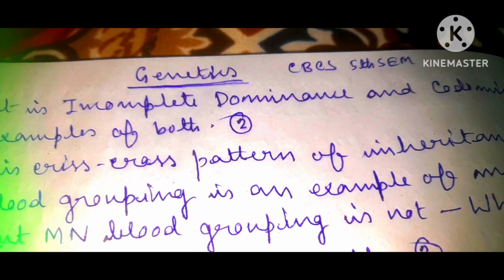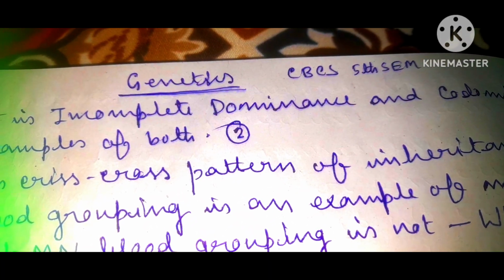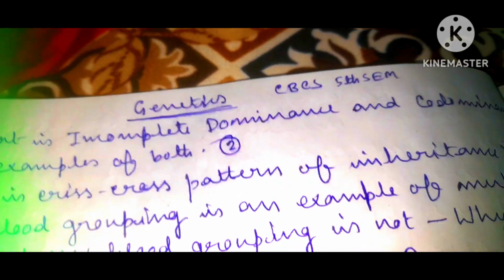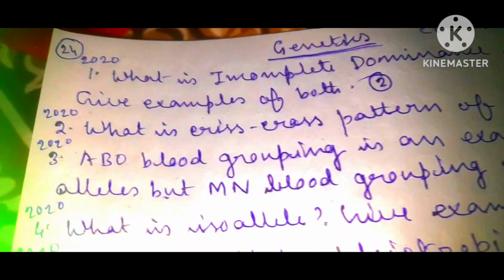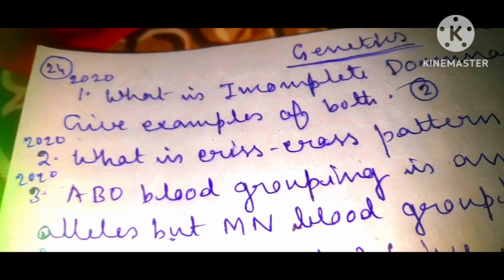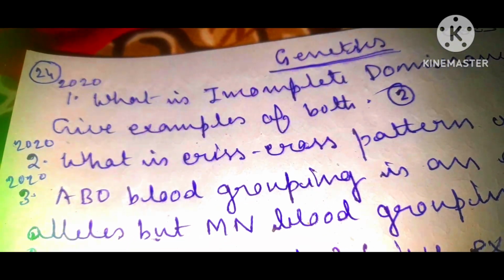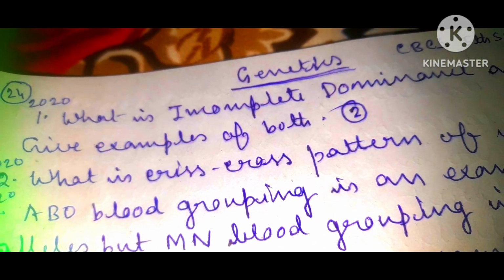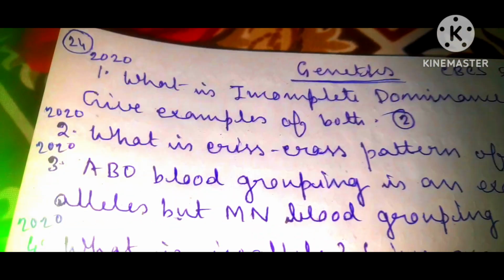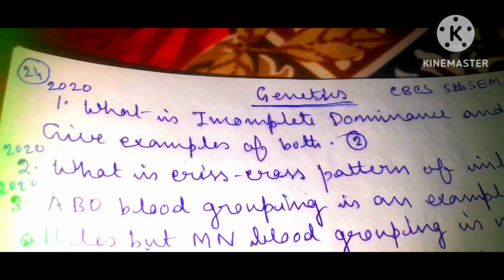Today I am going to discuss with you the genetics paper previous year question discussion under the CBCS curriculum of 5th semester. This question is of year 2020 of University of Calcutta for your upcoming semester 3 exam under CCF. Now let's concentrate. What is incomplete dominance and codominance?